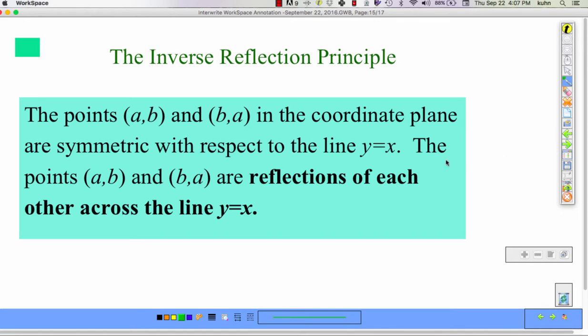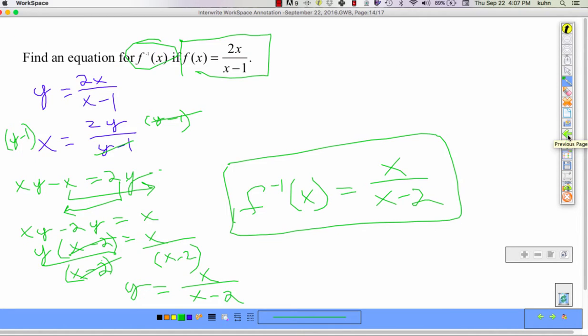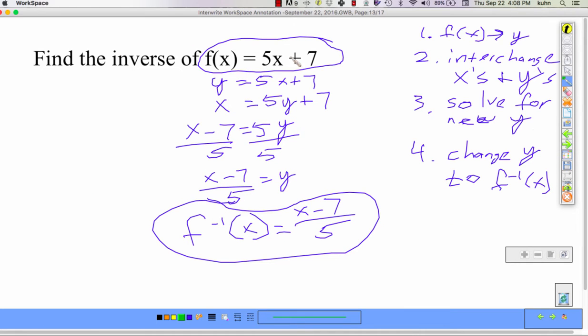Real quickly, a function and its inverse are reflected over the line y equals x. So you can take a look at this on your graphing calculator. If you put in, say, y equals 5x plus 7 and y equals x minus 7 all divided by 5, watch your parentheses. And then if you put y equals x, it will split it right down the middle.